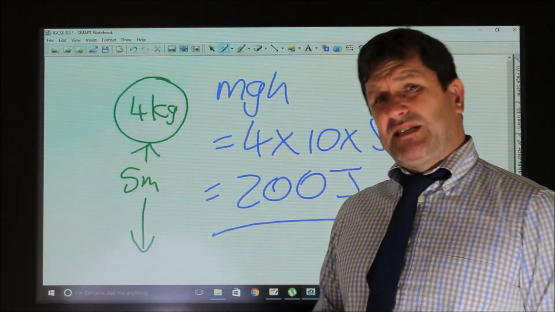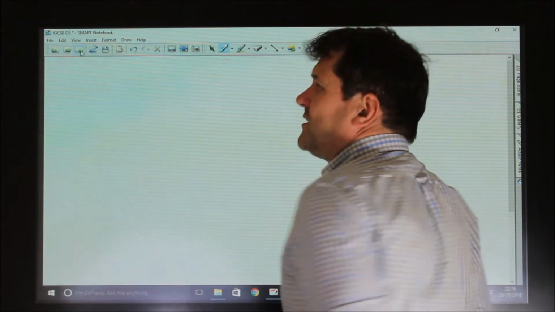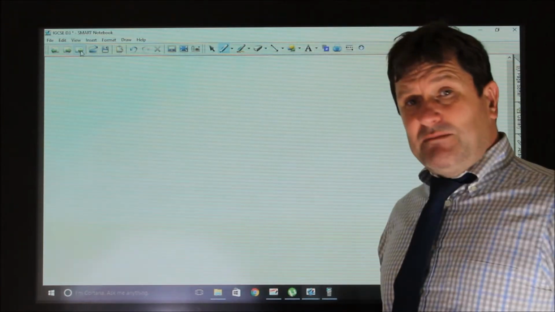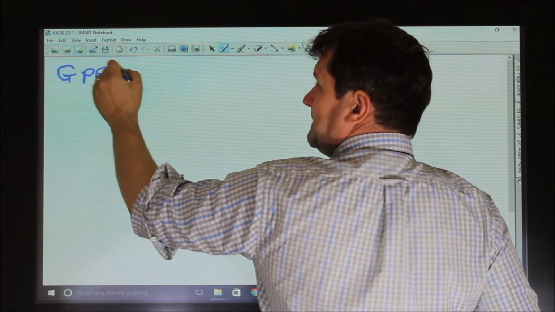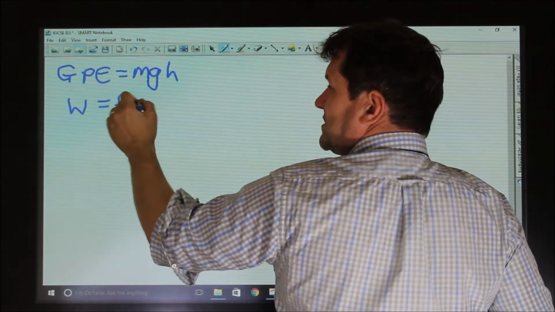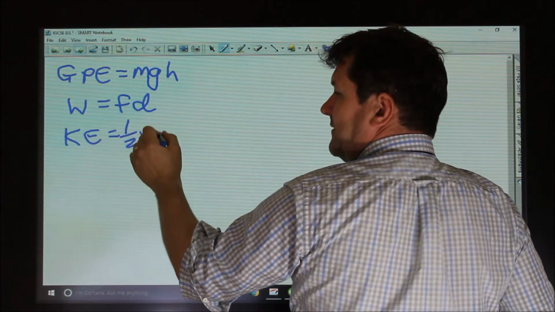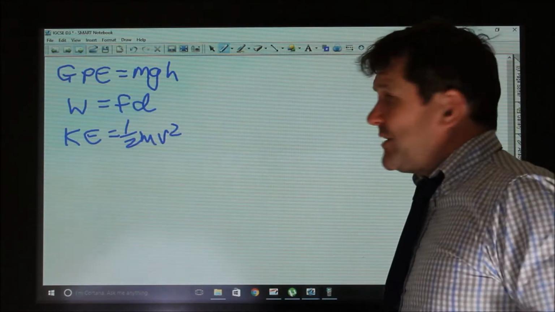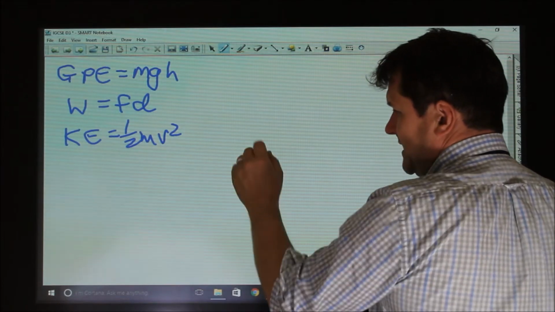Okay? Now, before I go on to look at power, I just want to look at these equations in a bit more detail and start to put them together slightly. So, gravitational potential energy is mgh. We know work done is force times distance, and kinetic energy is 1/2 mv squared, or mv squared over 2. So let's think about this.